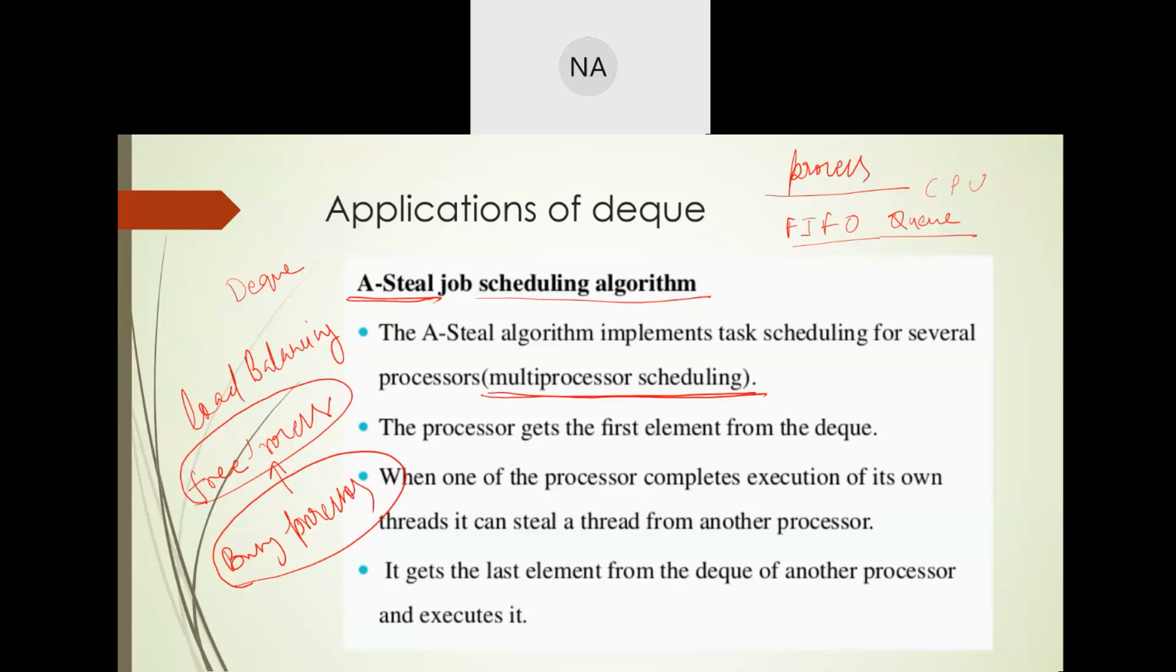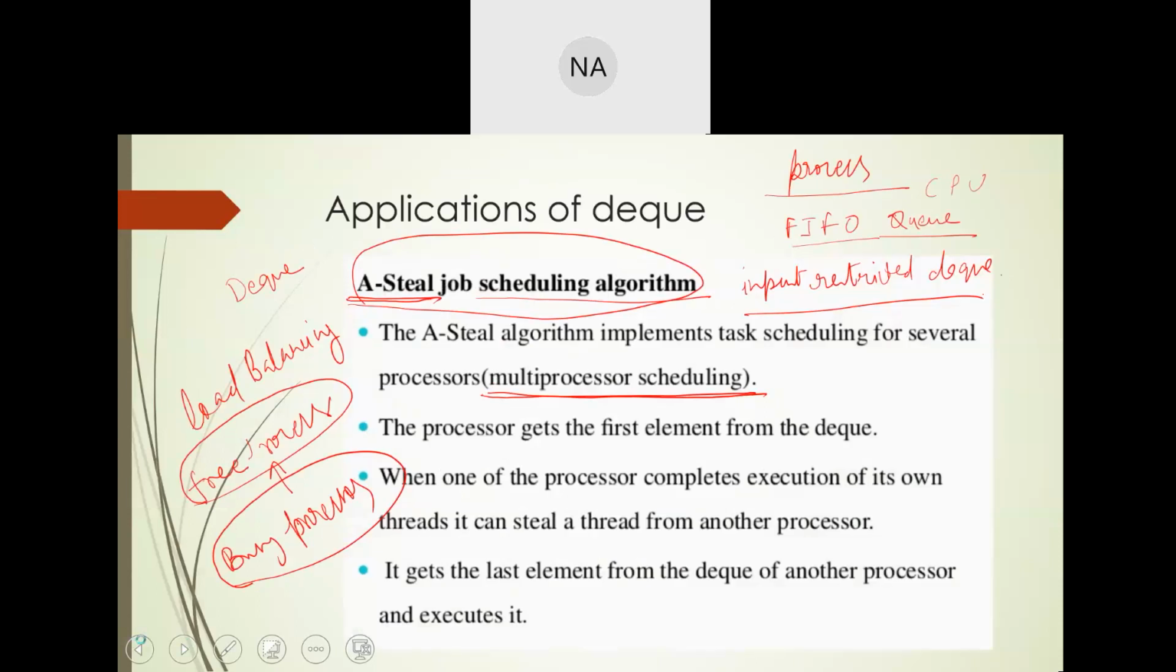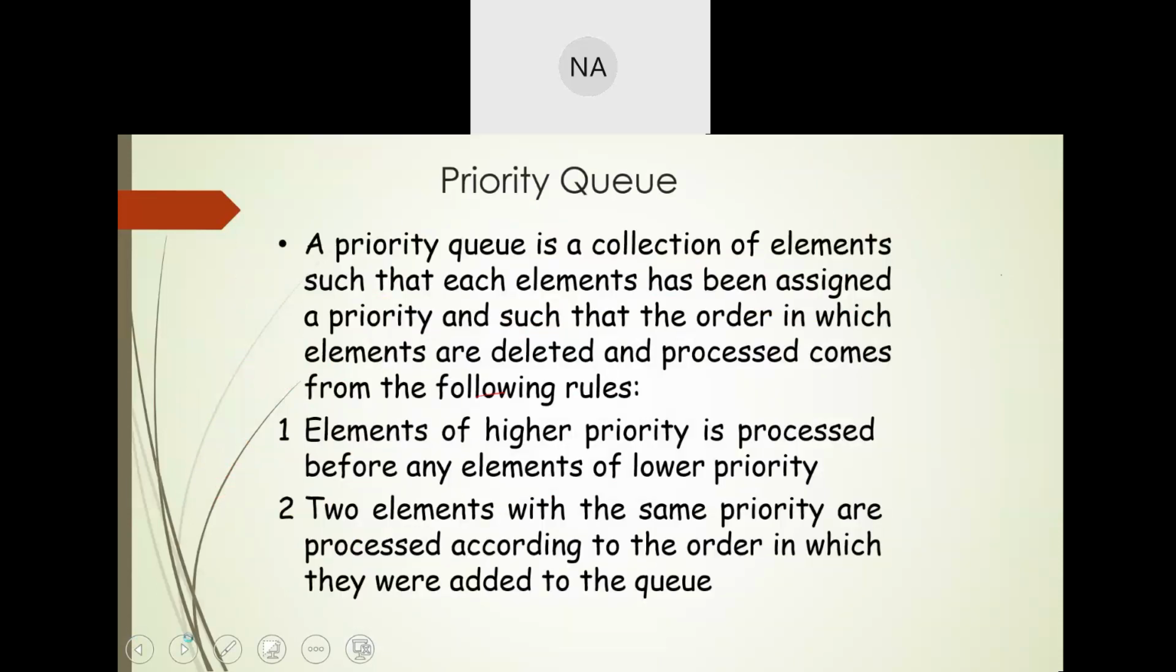So the A steel job scheduling algorithm uses an input restricted deck. So these are two application scenarios where decks are used. In the next lecture, we will study another variation of the queue called the priority queue.